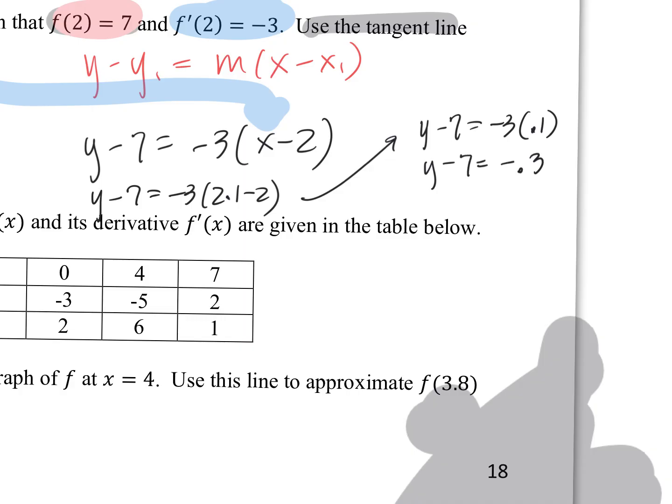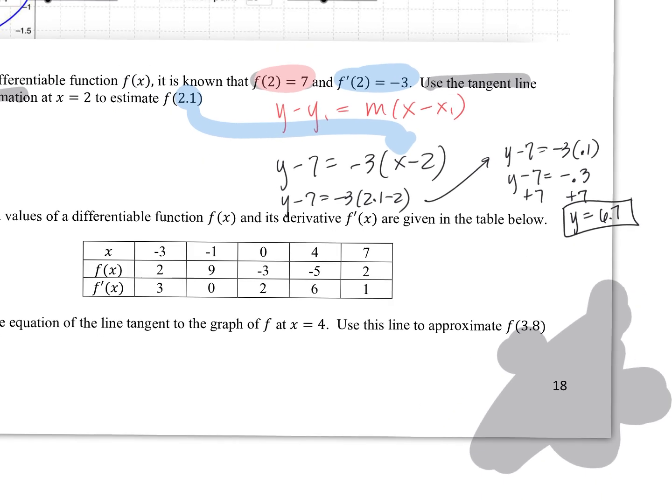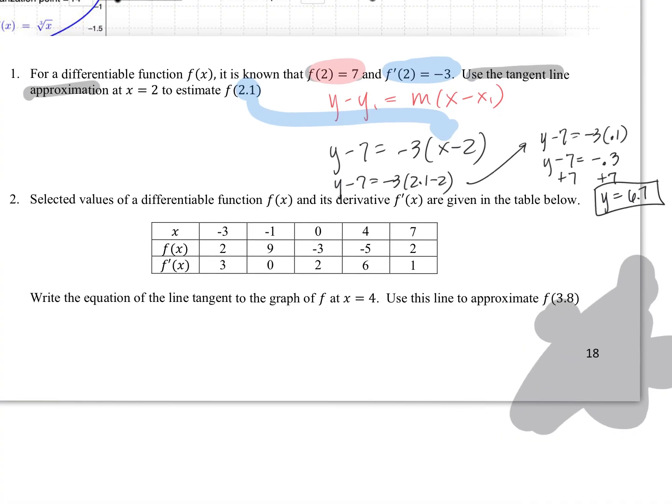Thank you. And then if I add 7, what would be that y value? 6.7. So let me show you what we just did. We don't even know what our curved function was, but they're saying the tangent line had this point and that slope. So the curved function's y value is going to be pretty close to 6.7. Pretty close.